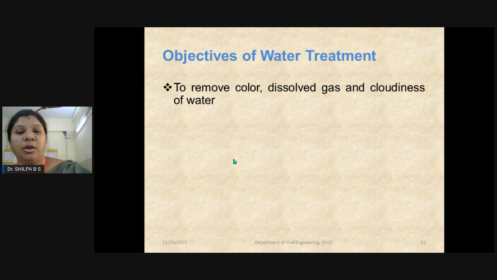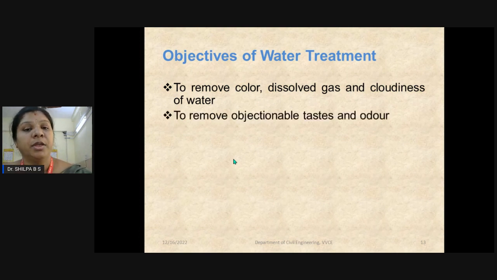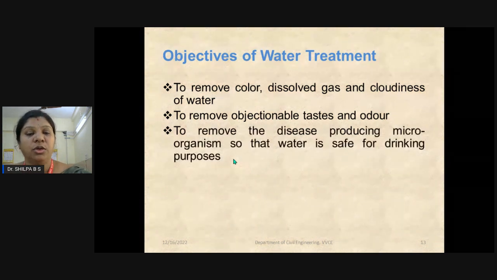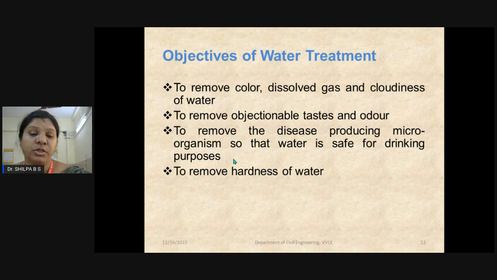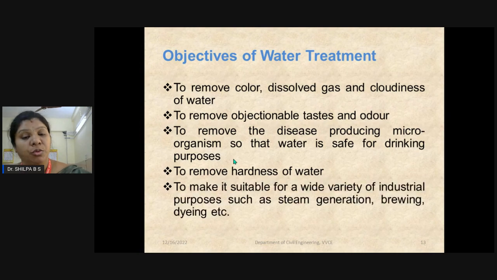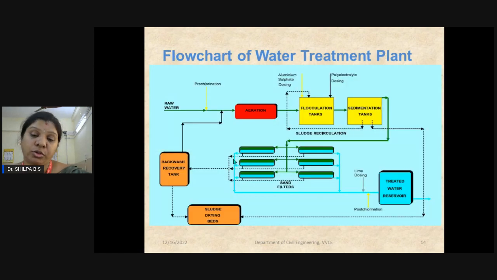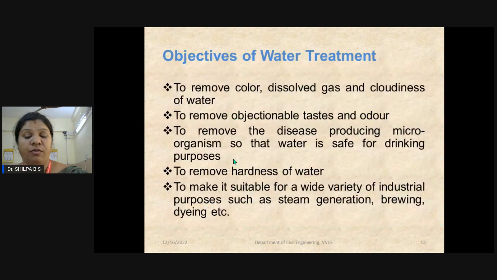Now to talk about water treatment. Before we go in depth, let me state the objectives of water treatment: to remove color, dissolved gas, and cloudiness; to remove objectionable taste and odor; to remove disease-producing microorganisms; to remove hardness; and to make the water suitable for various purposes, maybe for steam generation or other industrial activity, dyeing, brewing, and so on.